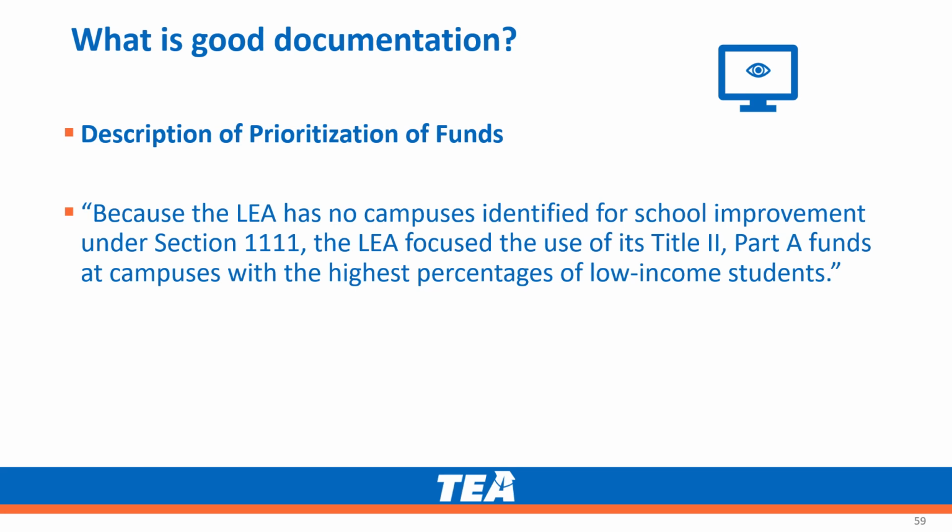So what is a good documentation? Here we have a description of prioritization of funds. Because the LEA has no campus identified for school improvement under Section 1111, the LEA focused the use of the Title II Part A funds at campuses with the highest percentages of low-income students.